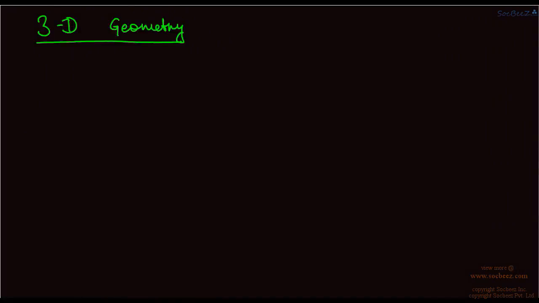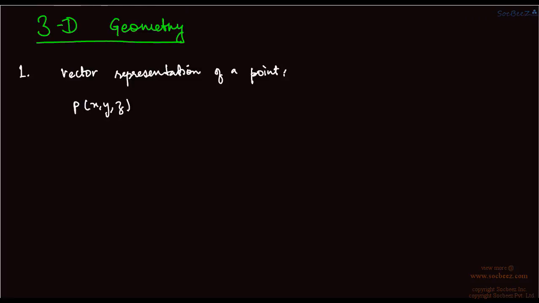Start with 3D geometry. So the first thing is vector representation of a point. Vector representation in 3D geometry, how to represent a point. Let's say we have a point x, y, z. In this we will have 3 coordinates because it is 3D geometry.